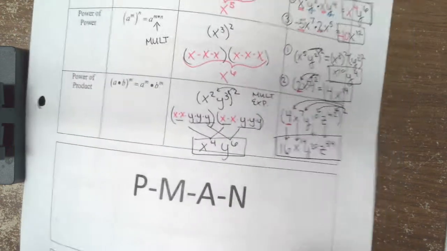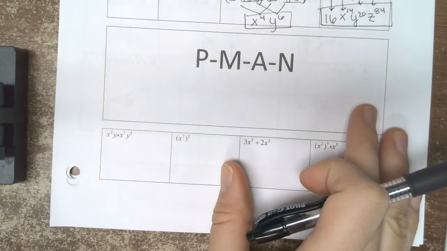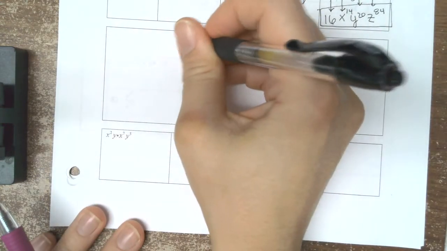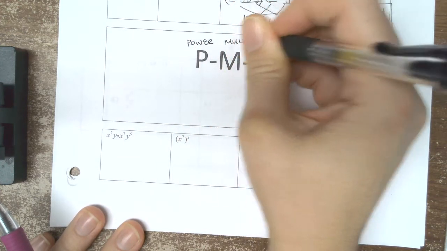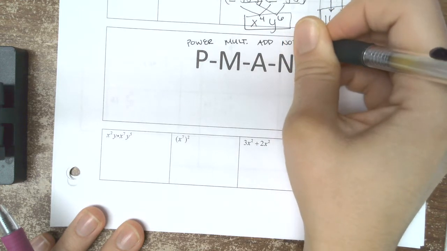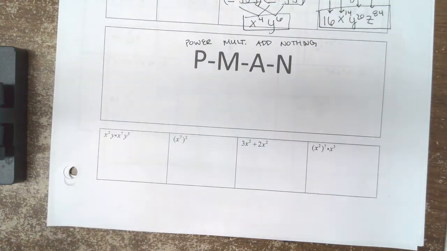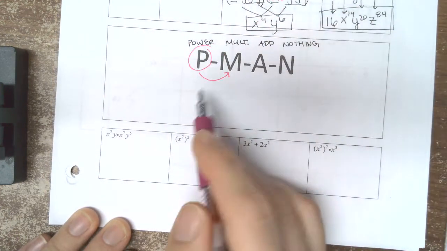So I have a way to remember and keep these properties separate, and that's P-man. P-man stands for power, multiply, add, and nothing. And so what that means is that if I see a power to a power, you go to the next letter in P-man.